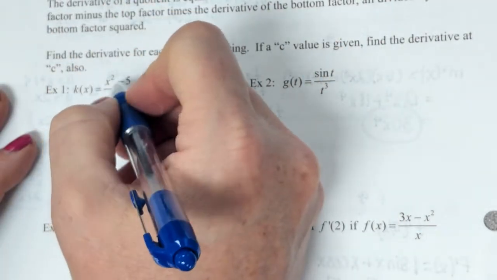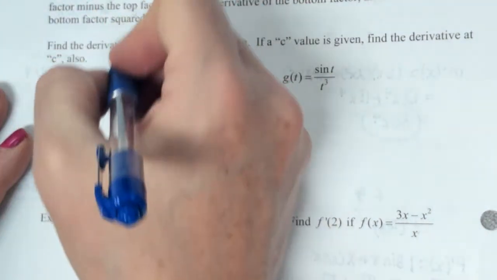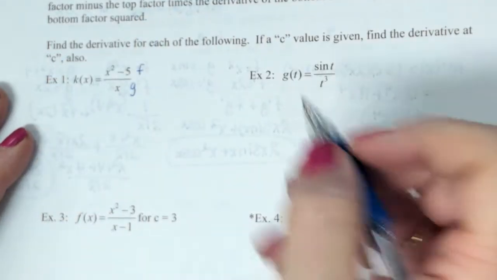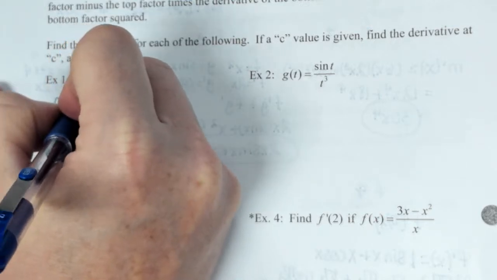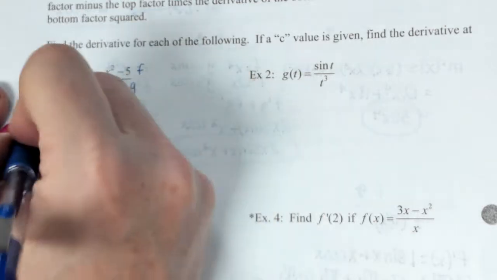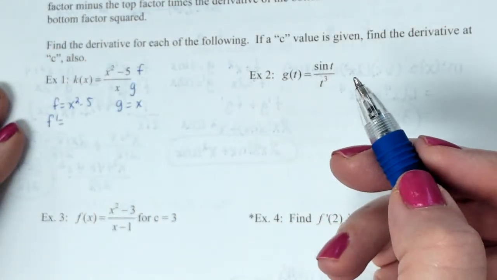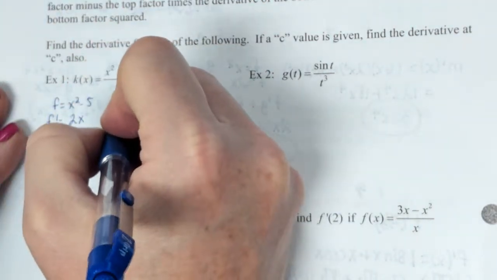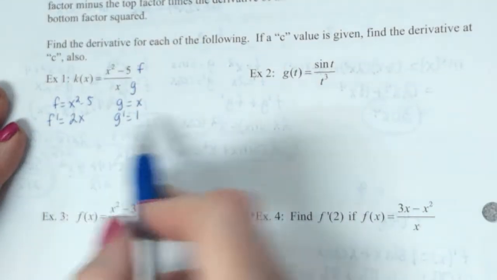This is a quotient. Okay? So it's not a product, it's a quotient. So we need to use a quotient rule. So this would be our f, and this would be our g. So I'm going to go ahead and write that out. My f is x squared minus 5. Our g is x. F prime, what's the derivative of x squared minus 5? 2x. And what's the derivative of x? Just 1. All right, so we have all this written out.